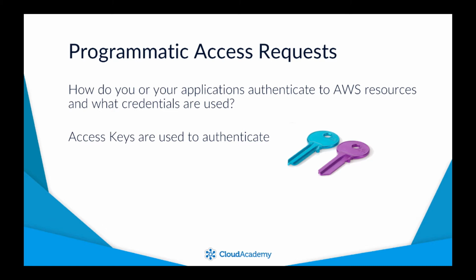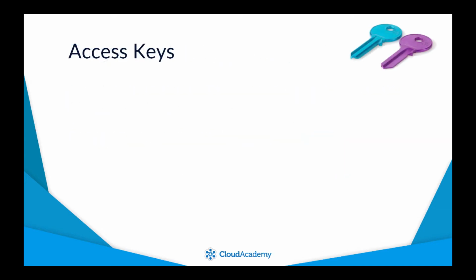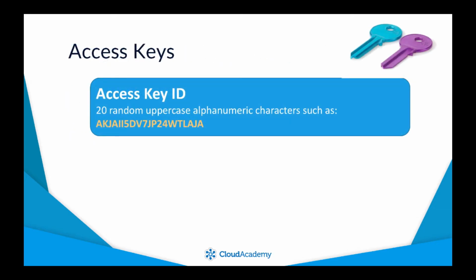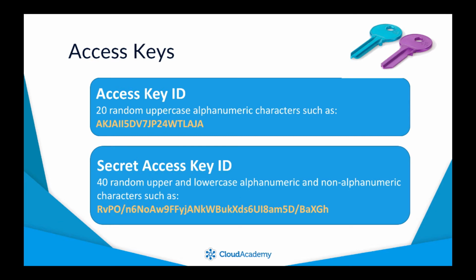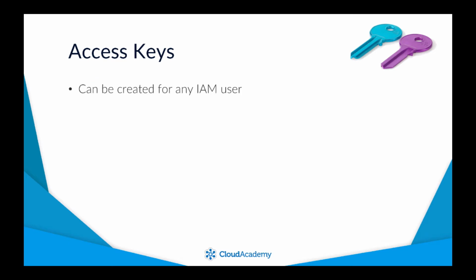These access keys are comprised of two elements: access key ID and a secret access key ID. The access key ID is made up of 20 random uppercase alphanumeric characters, such as the one displayed on screen. The secret access key ID is made up of 40 random upper and lowercase alphanumeric and non-alphanumeric characters, as displayed. These access keys can be created for any IAM user who requires authentication from a programmatic perspective.